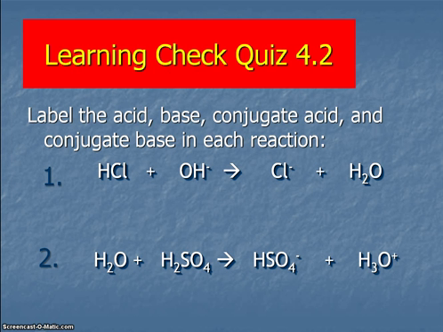Okay, we're going to start today with a learning check. We're going to label acid, base, conjugate acid, and conjugate base for each of the following reactions. These are Bronsted-Lowry. So take some time, write it down, and label acid, base, conjugate acid, conjugate base. Go ahead and pause the video.